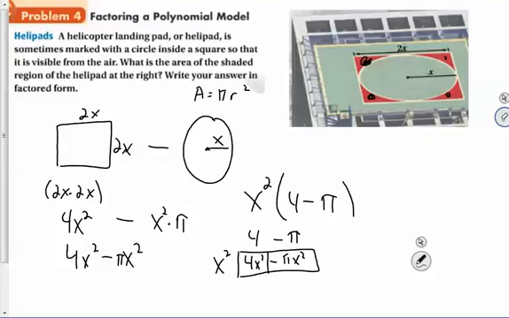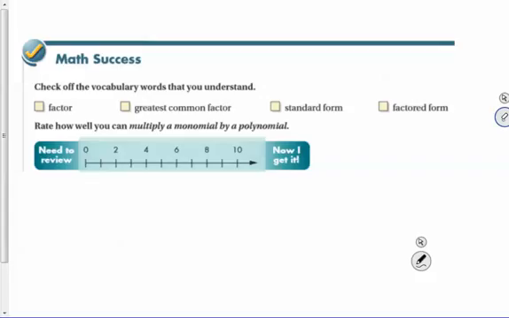All right, you've got it. Why don't you go ahead and pause the video, do the got it, and I'll see you back here in a second. All right, so factor. That's like pulling things out. Greatest common factor is like the biggest thing that you can pull out. Standard form is from the highest to lowest, and factored form is the x times the parentheses stuff.